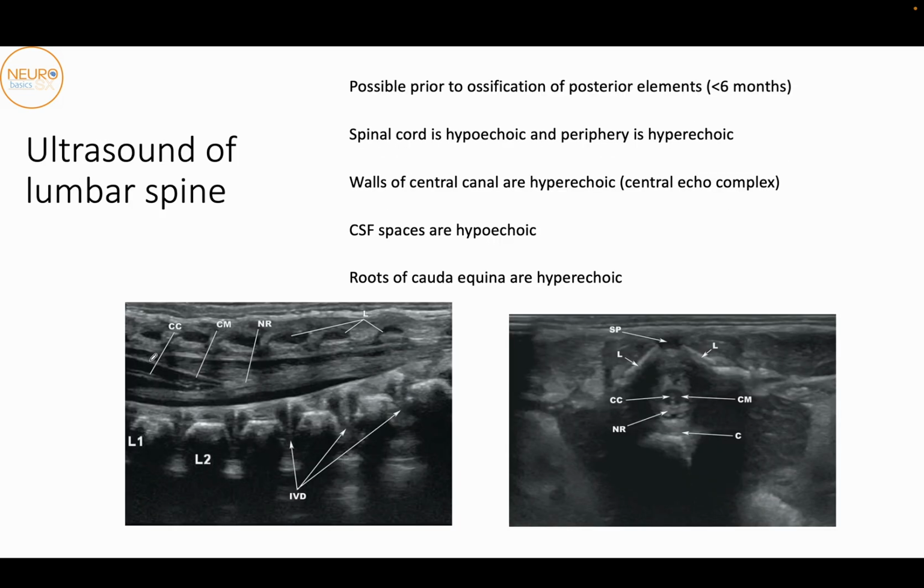It is also possible to image the lumbar spine in children below the age of 6 months because the posterior elements have not yet ossified. This is usually done to look for neural tube defects.